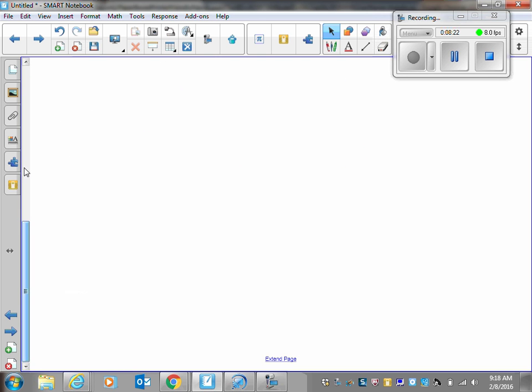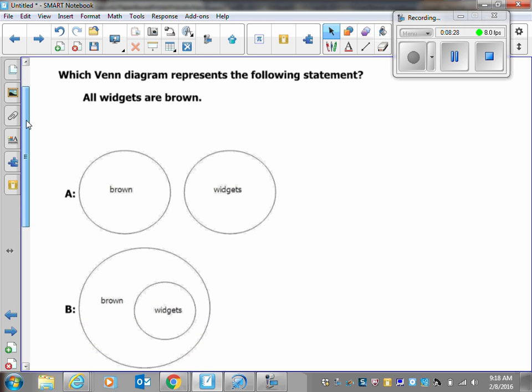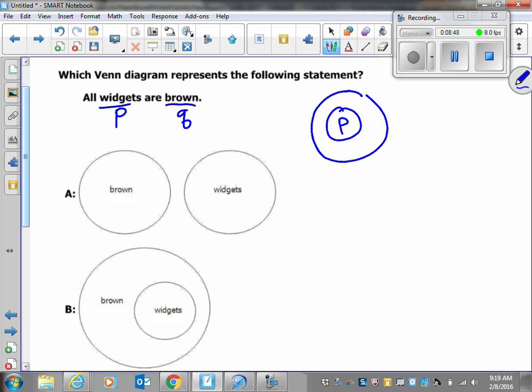Number 6. Okay, so the next page. All right, so this is into our Venn diagram, which is unit 2. Which Venn diagram represents the following statement? All wedges are brown. So all, if then, right? This is your P, this is your Q, remember? So P is always inside Q. So all of these are brown, inside the bigger circle. So you've got to pick which one matches that.